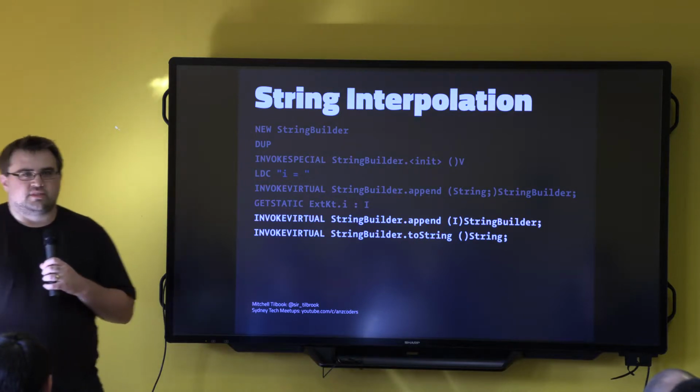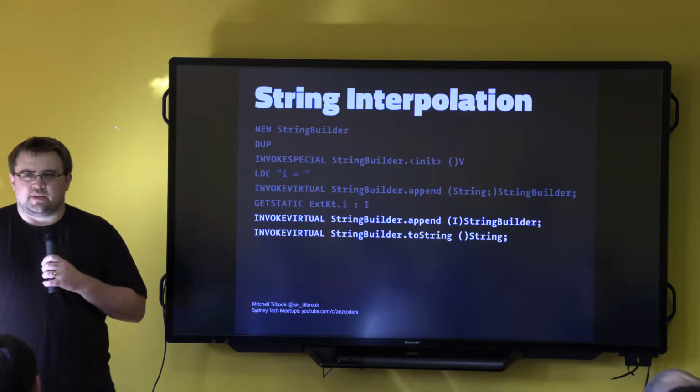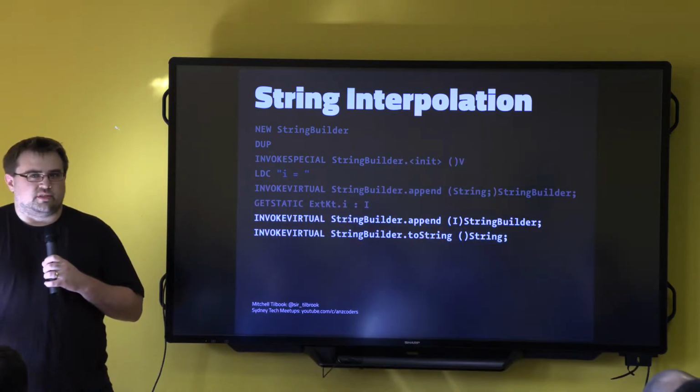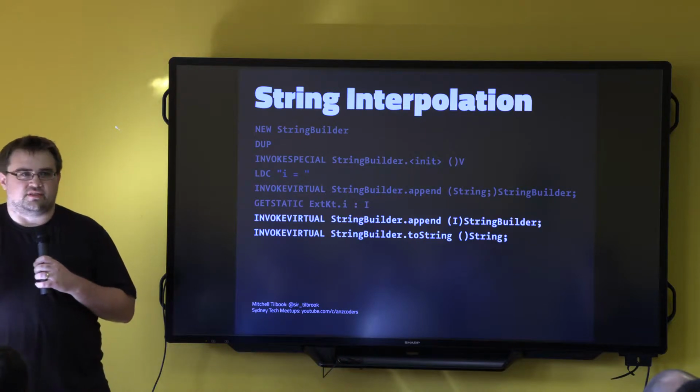Now Kotlin will do this append for as many variables as you have in your string. And if you actually look at Java bytecode when you're doing plus concatenation, that's also using string builders, but it's using a string builder for every plus concatenation, whereas Kotlin is just going to use a single string builder.